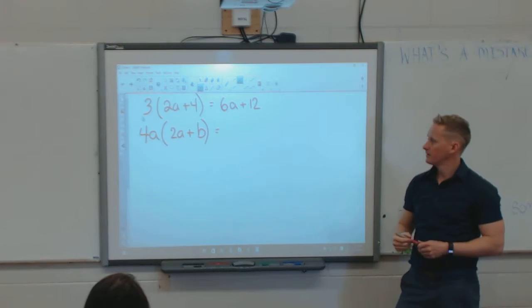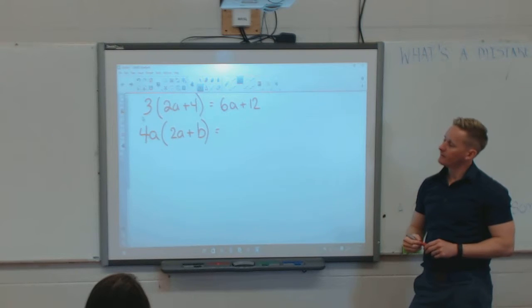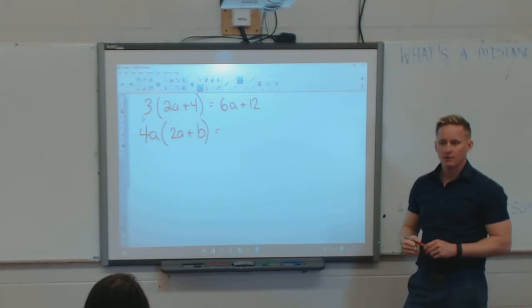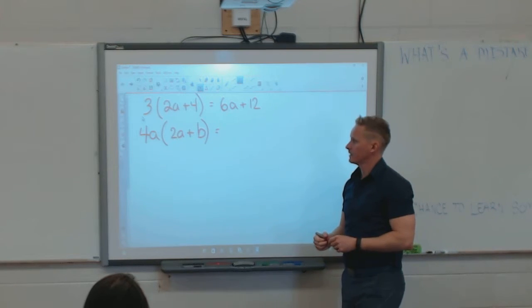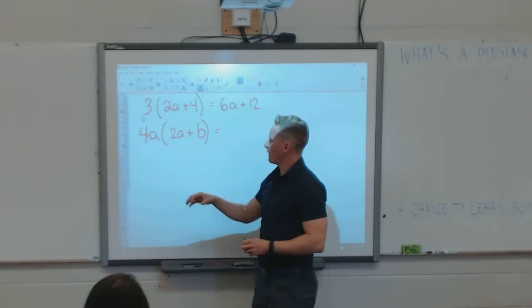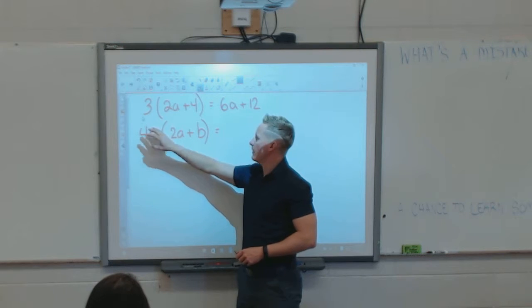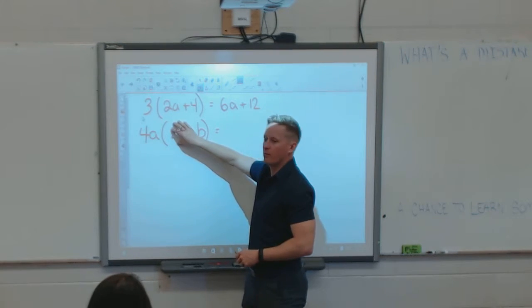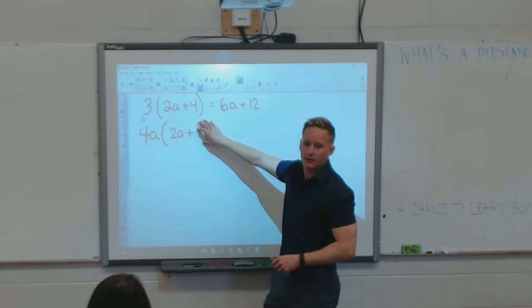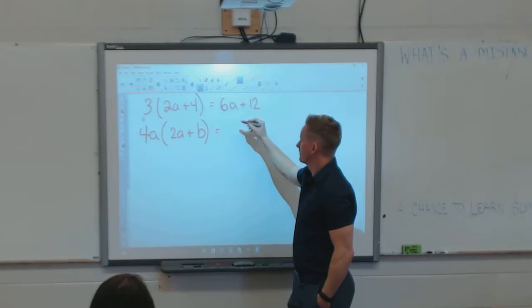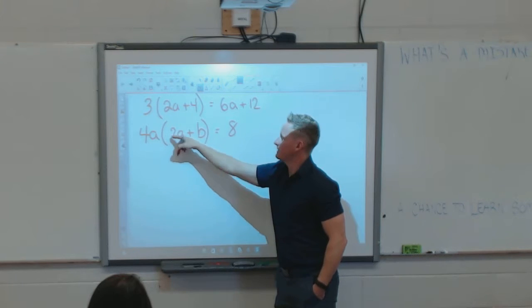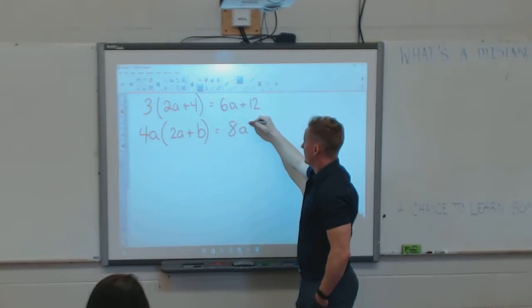A squared plus 4b 8. Okay, not bad. Close. There's one thing I would fix. Basically, what I'm getting at is what do I have to do? I have to take this 4a and multiply it by 2a, and then take the 4a and times it by b, correct? Right? Okay, so what's 4 times 2? 8. A times a? A squared.